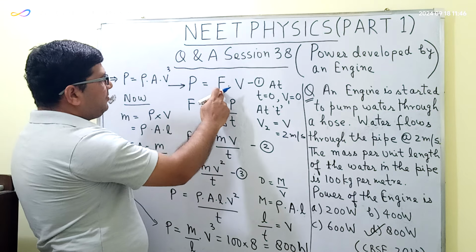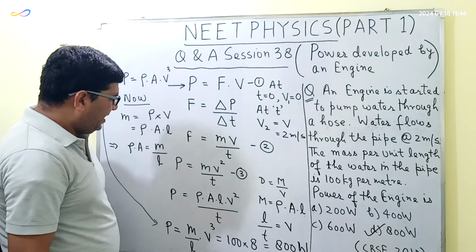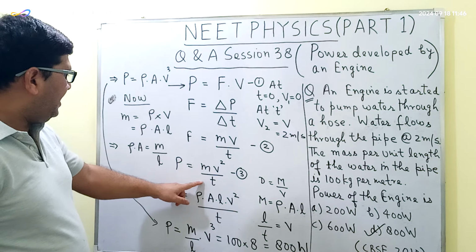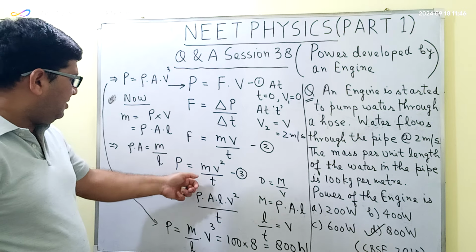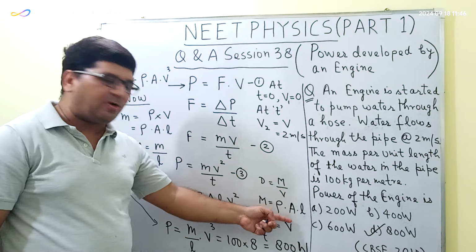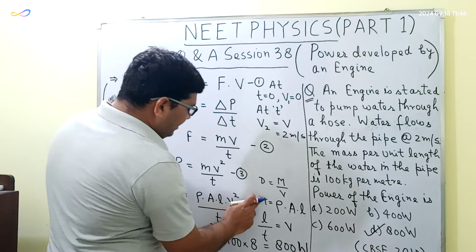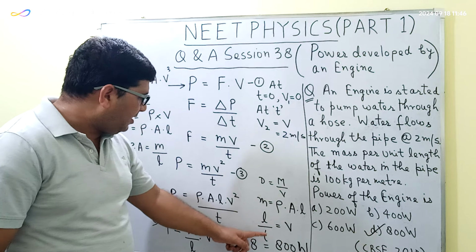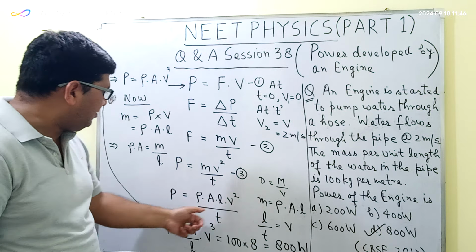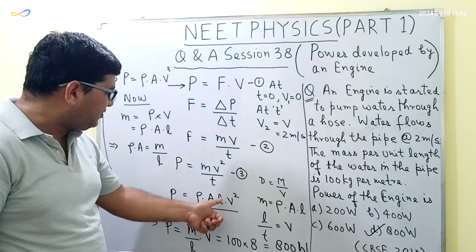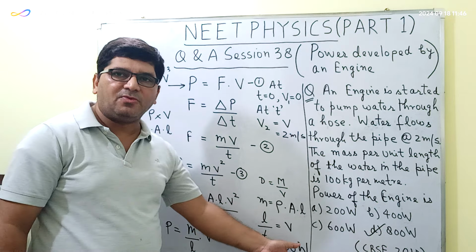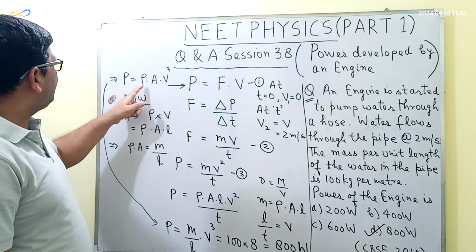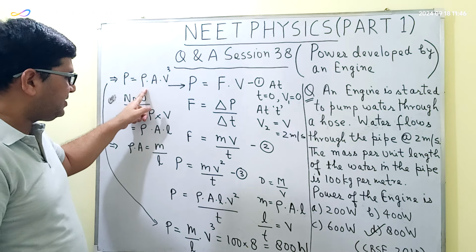So this value was substituted in equation number 1, and then we got this equation, and from here I have written this mass in terms of density and volume. So M is equal to rho into A into L. I have substituted this value in equation number 3, and then I have again substituted the value of length upon time as equal to V. So this was an important step, and thereafter we got the equation of P, which was equal to rho into A into V cube, where rho is the density.